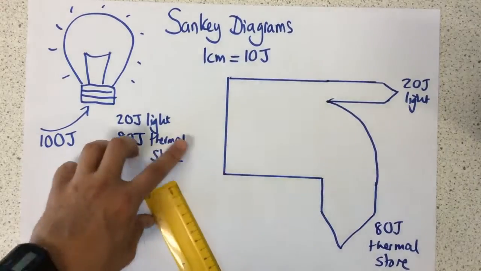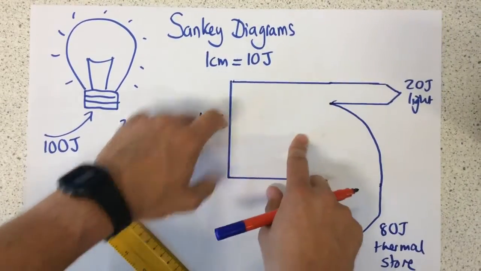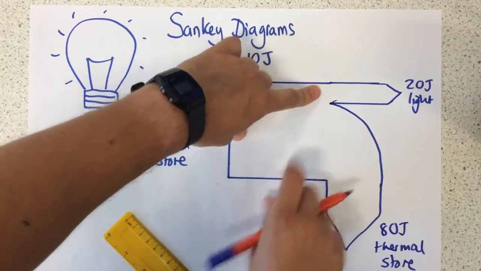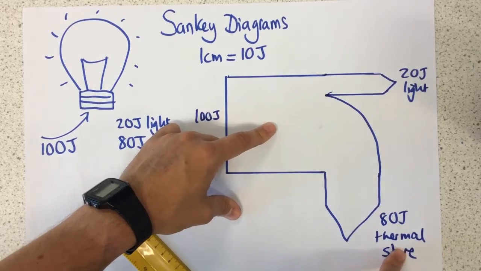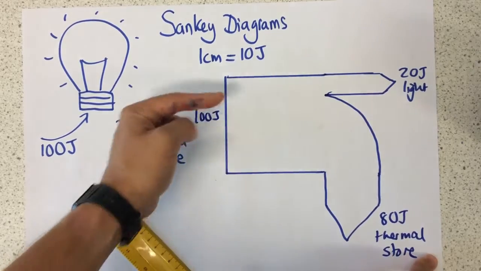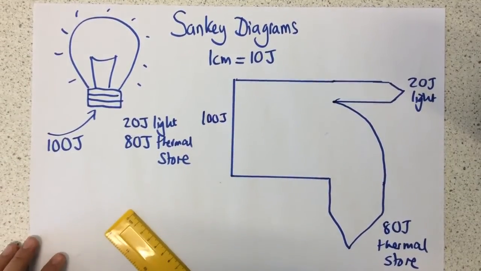So we can see it's all about the thickness of the arrows at the point at which they branch off from each other. So here I have my 100 joules, that's my input. Then 20 joules is converted to light, which is my useful energy. That's why it's going that way. 80 joules lost to or wasted to the thermal store, so it goes down like this. And that's basically how to do a Sankey diagram.